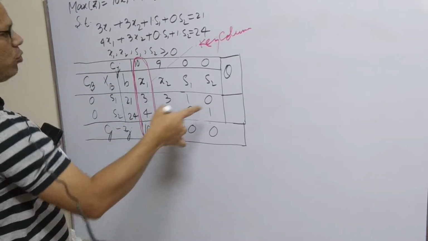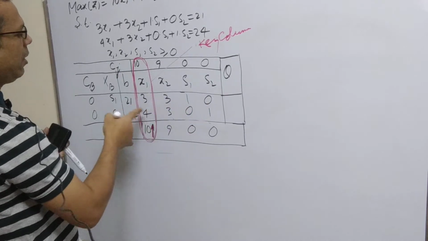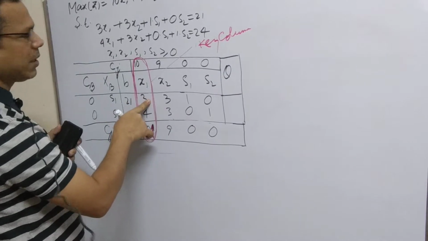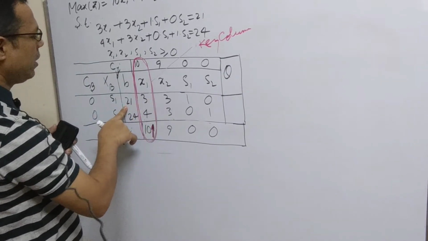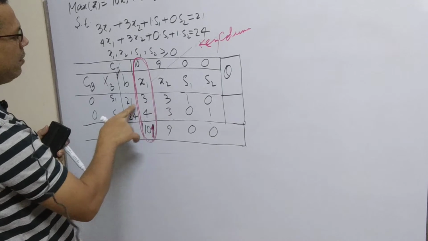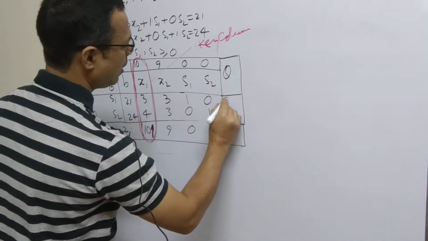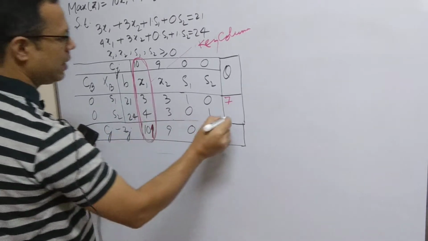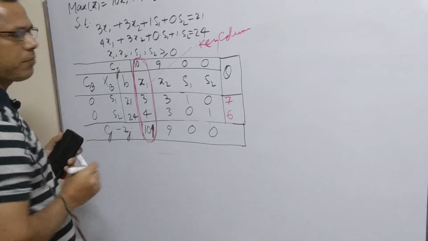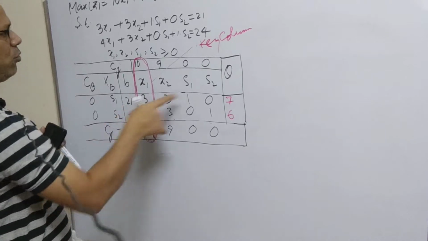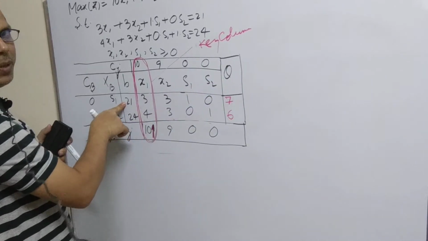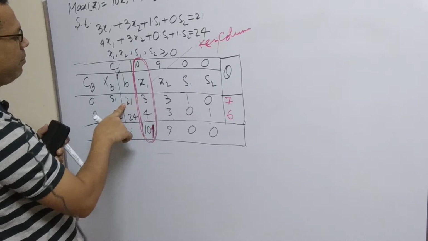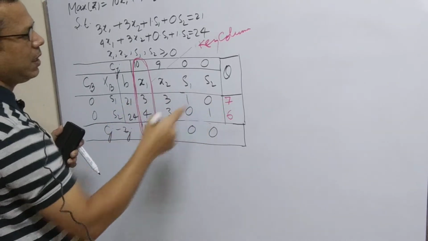Next step, to find the key row. Before going to find the key row, we need to find the ratio. What ratio? B divided by its respective key column elements. So B is 21 divided by 3, that is 7, and the respective 24 divided by 4, that is 6. Are you getting it? Very simple. To find the ratio, take the values of B and divide them by their respective key column elements, and we will get the ratio.